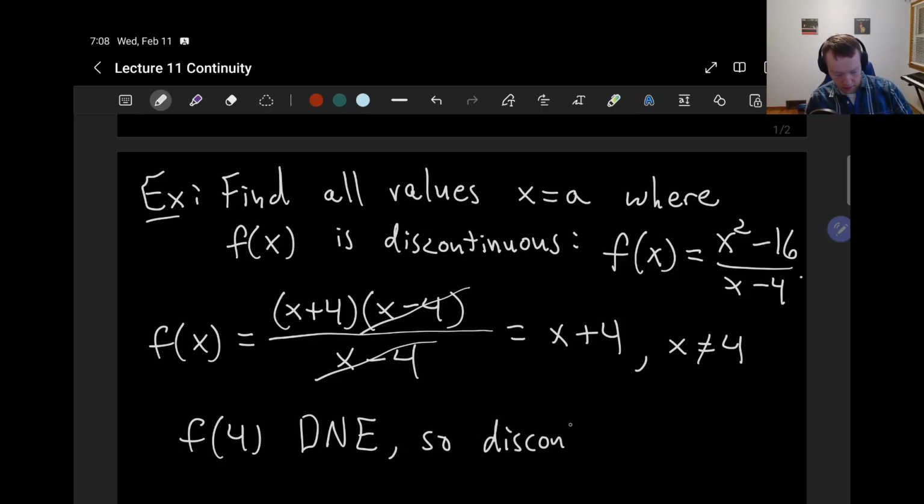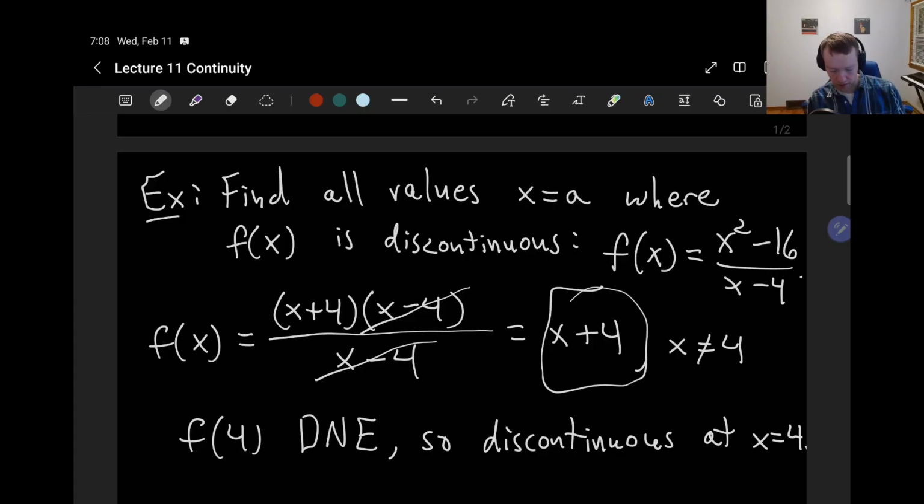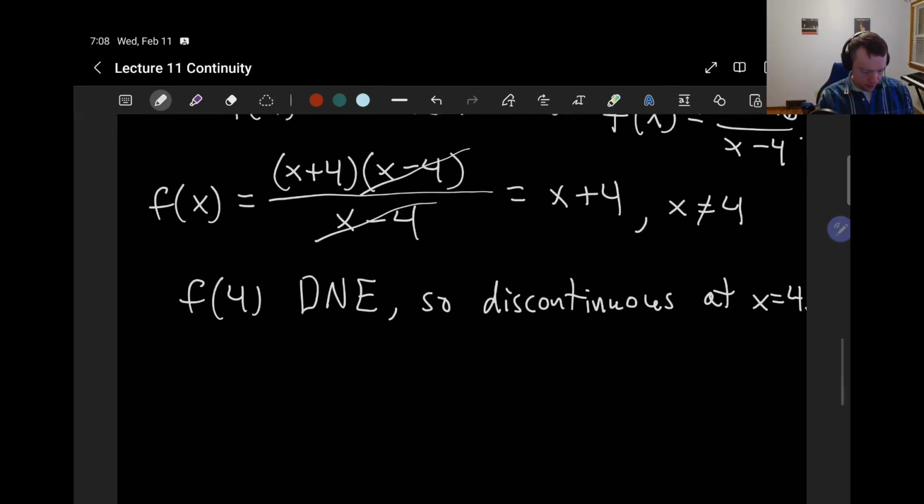So we are discontinuous at x equals 4. Your graph just has a hole in it there. Notice that everywhere else is fine. X plus 4 is a perfectly well-behaved function. It's just a line, so it's continuous everywhere except for there.